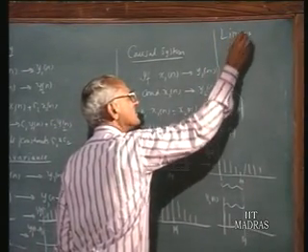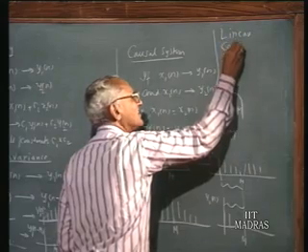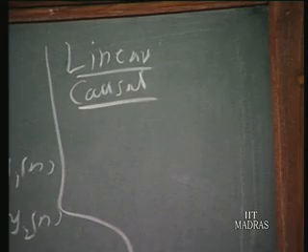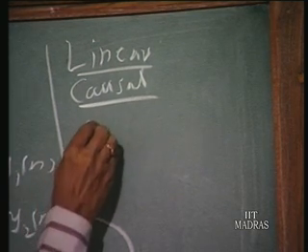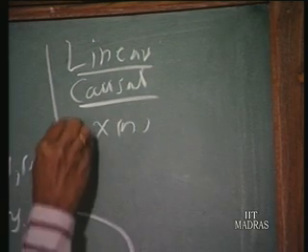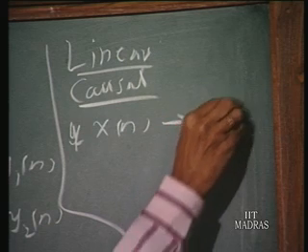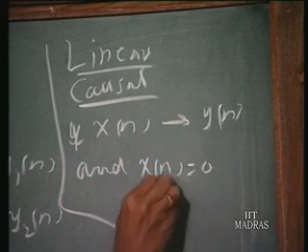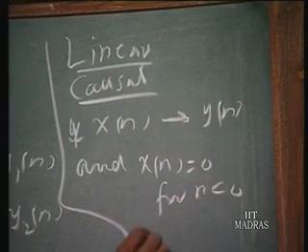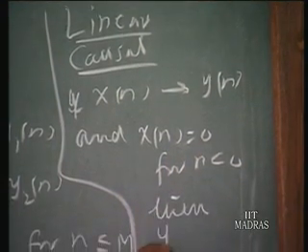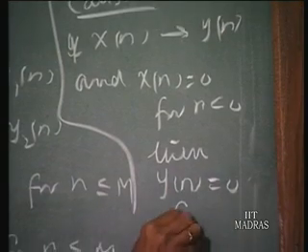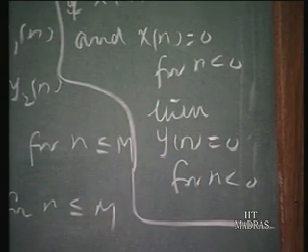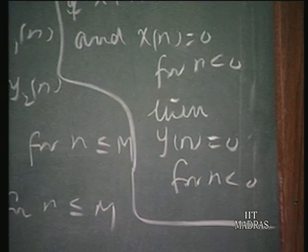If linearity is also implied, then it means if x[n] produces y[n], and x[n] is 0, say for n less than 0, then y[n] is also 0 for n less than 0. That is the meaning of causality for the special case of a linear causal system.